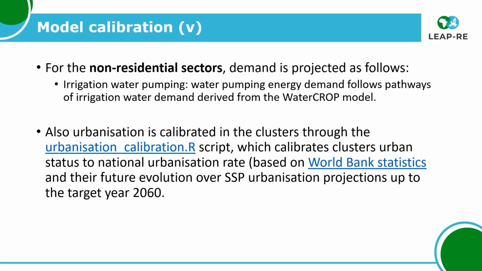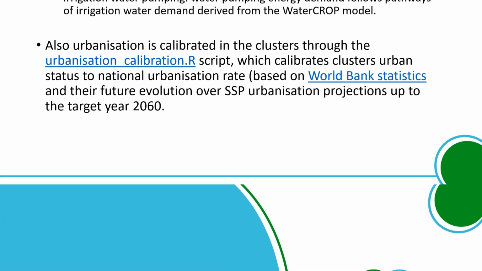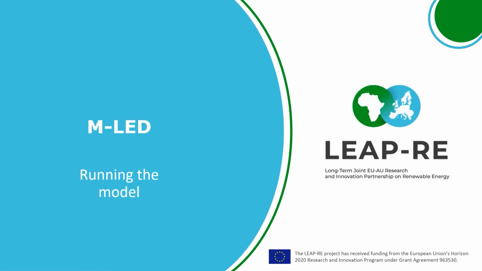For irrigation water pumping, instead, the demand is exogenous as it comes from the water crop model and the scenarios that are modeled in the water crop model to, again, achieve certain targets of food security and food production. As already described, urbanization is also calibrated as part of the scenario file to ensure that the urban level and the share of clusters that are considered urban in the analysis are consistent with the statistics from the World Bank. So how do we run MLED?